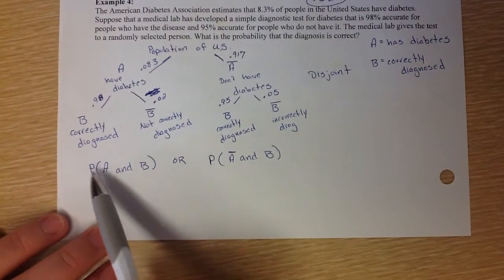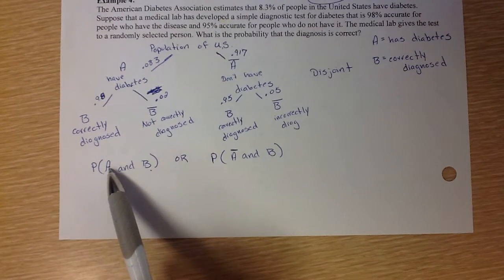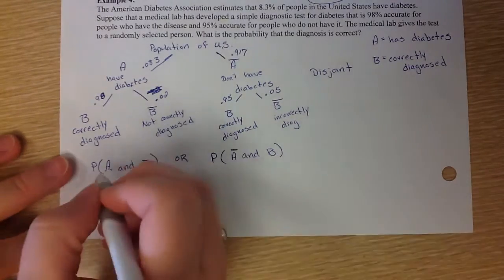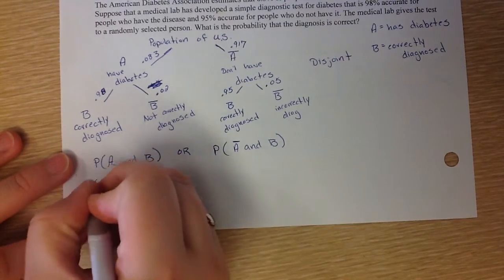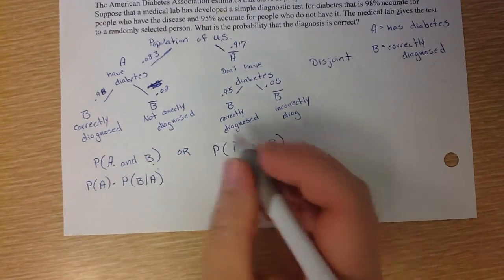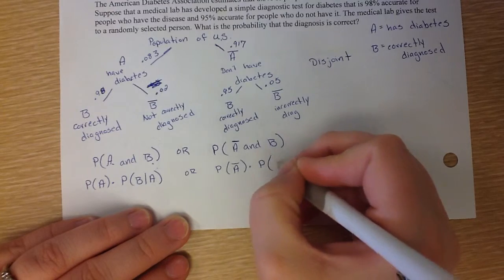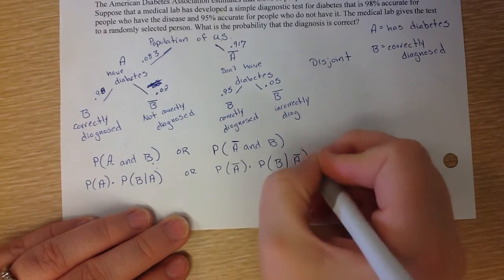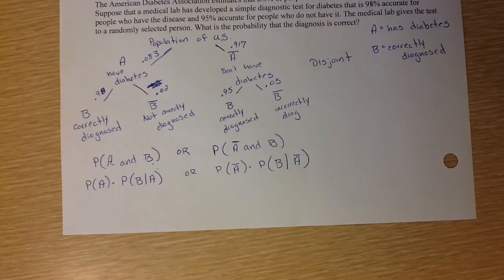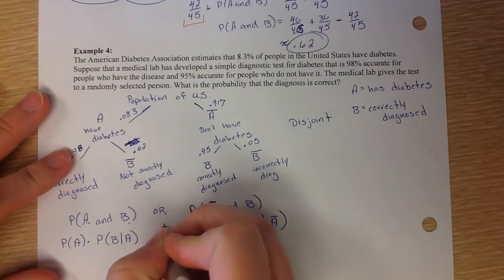But I need to find the probability of A and B happening. So if you remember when we did our dependent events, this would be the probability of A times the probability of B given A. Or the probability of not A times the probability of B given not A. And since these are disjoint events, I can just take the probability of one and add it to the probability of the other. So then my or here in the middle is going to become a plus sign.